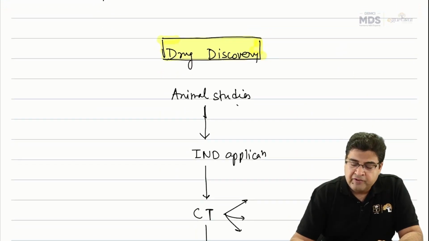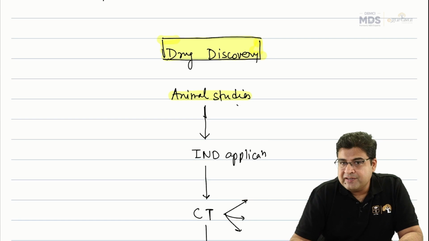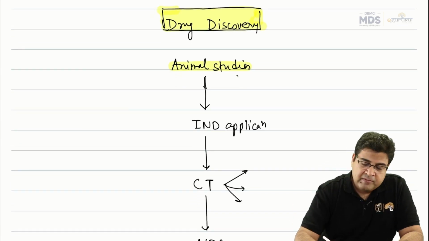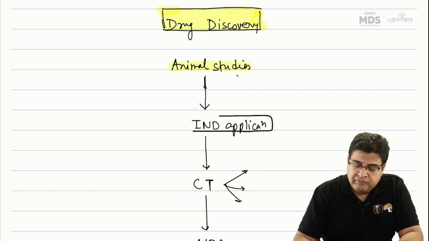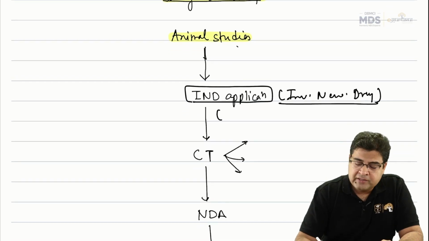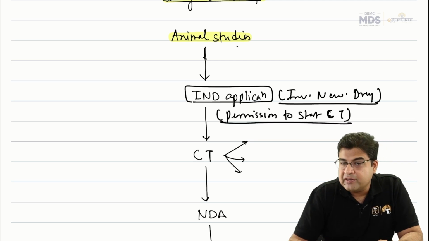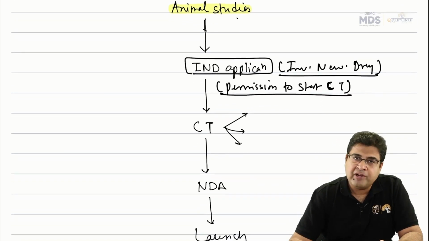Now, after that, we have drug discovery, how a new drug is discovered. So guys, first of all, animal studies are done. And then after animal studies, the company will file one application. We call it investigational new drug application. In this application, the company will take the permission from the government to start the clinical trials. We call it investigational new drug application.